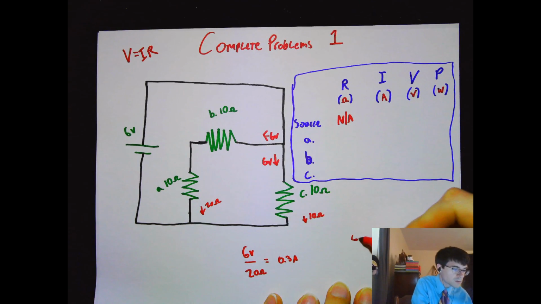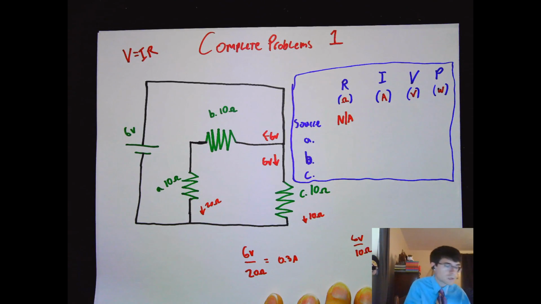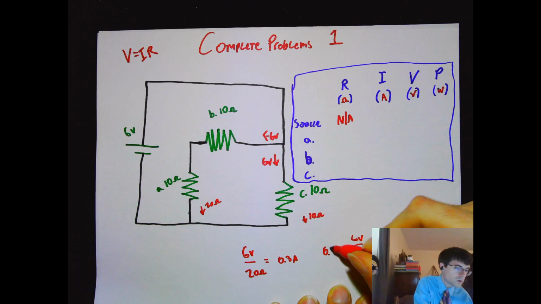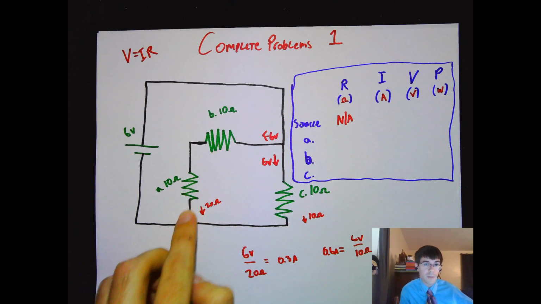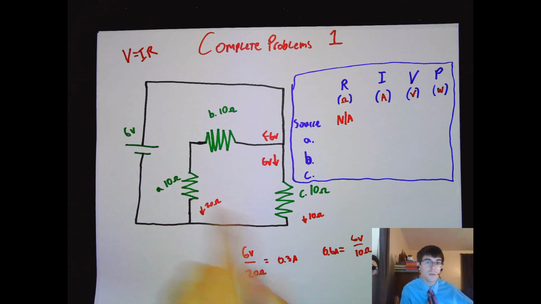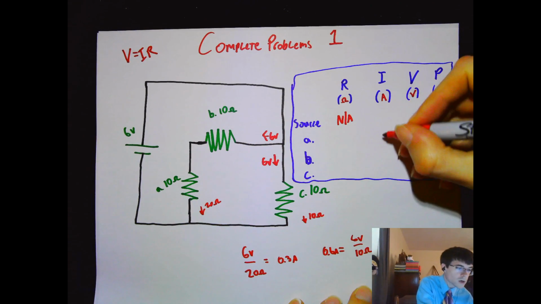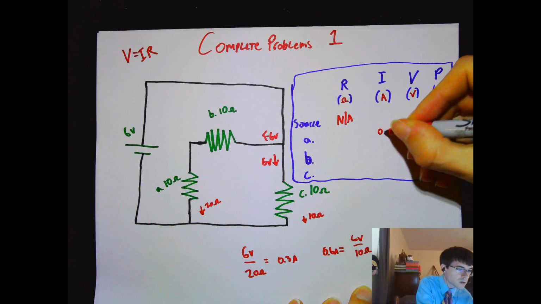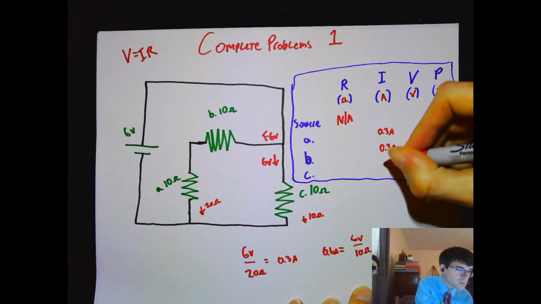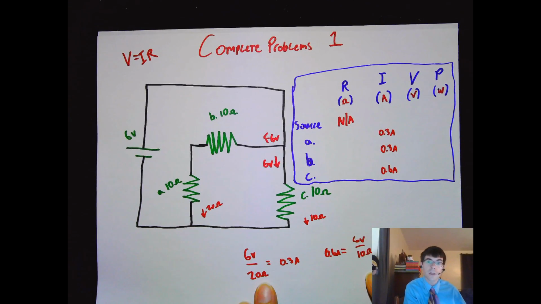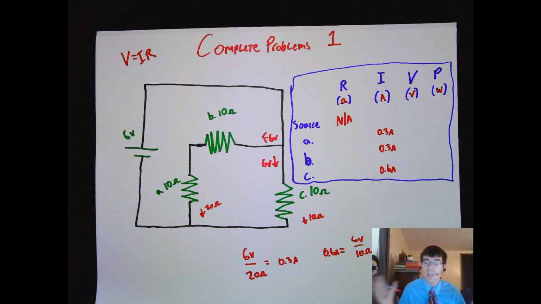6 volts divided by 10 ohms is 0.6. I'm going to draw this over here so my head doesn't cover it up. That means 0.6 amps. Okay? Current is going to be the same across series. These two resistors are in series, so we know that the current across A must be 0.3 amps, the current across B must be 0.3 amps, and the current across C must be 0.6 amps. Just did those calculations right there.